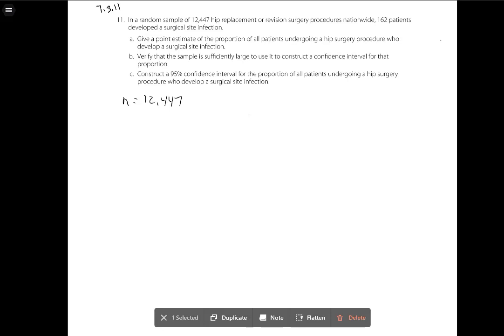Part A: give a point estimate of the proportion of all patients undergoing a hip surgery procedure who develop a surgical site infection. This is going to be the ratio of 162 that developed it over the 12,447 who were in the sample. Our estimate of the proportion equals, let me calculate that, 0.013.